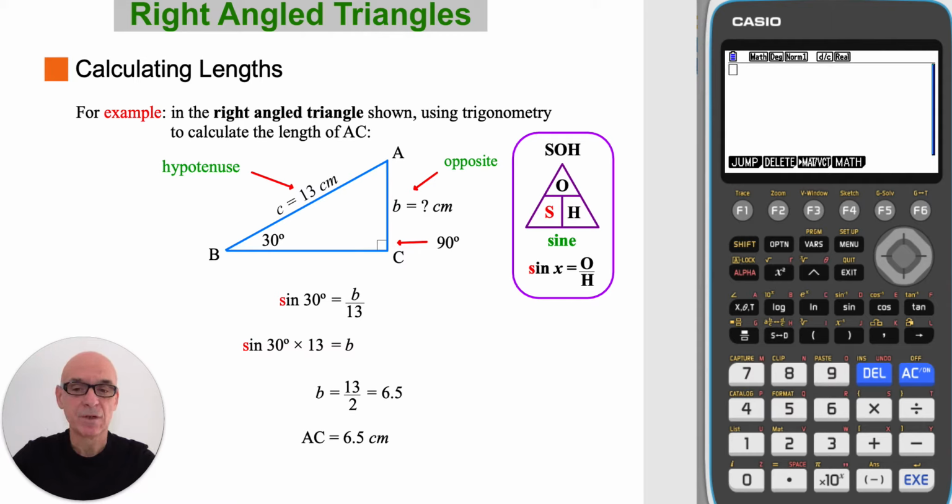Rearranging the equation to find b, additionally covering up the opposite in the triangle, we see that we need to multiply the sine of the angle by the hypotenuse. So multiplying the sine of 30 by 13, we see that AC is equal to 6.5.